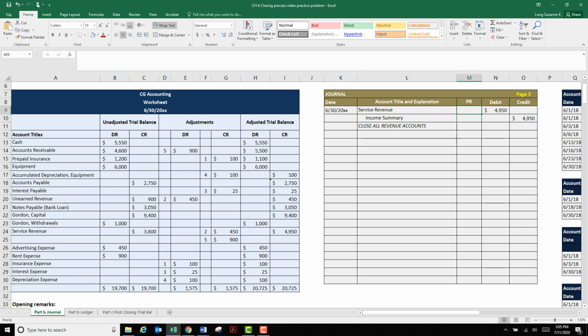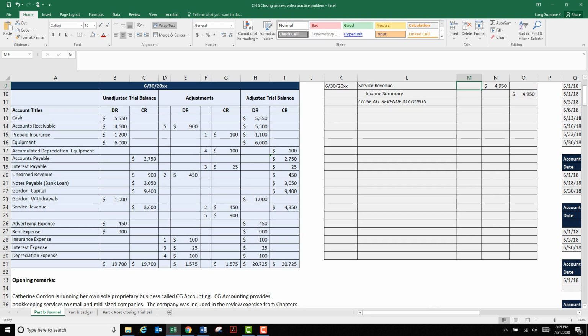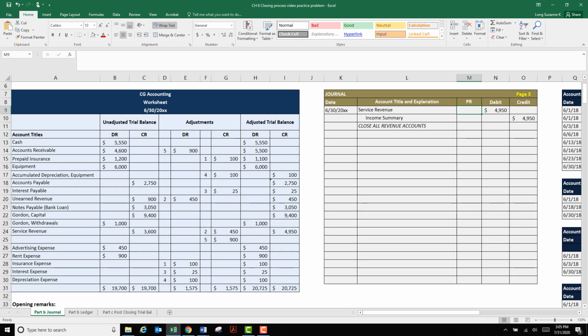PR, posting reference. I'm posting from these accounts. I'm going to need my account numbers. Service revenue is account 400. Income summary is account 315. That is the first closing entry. Let's move on to the second one.